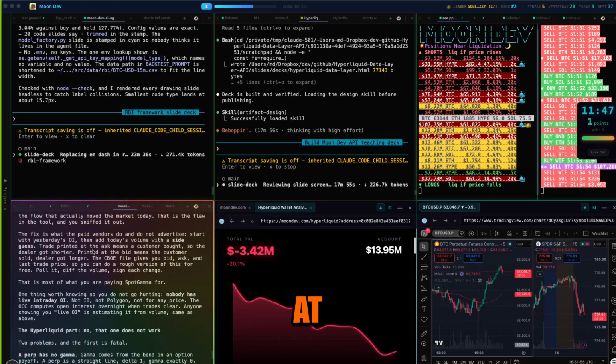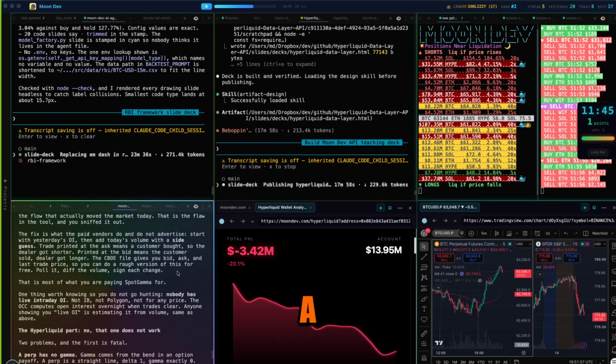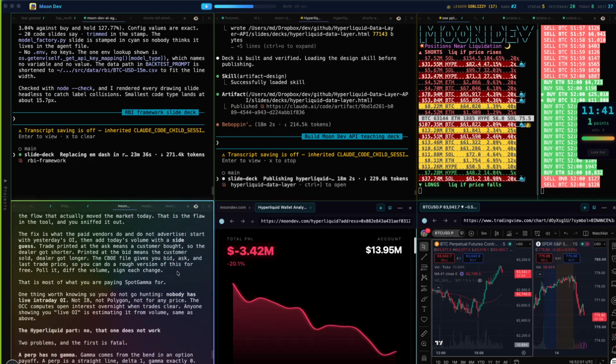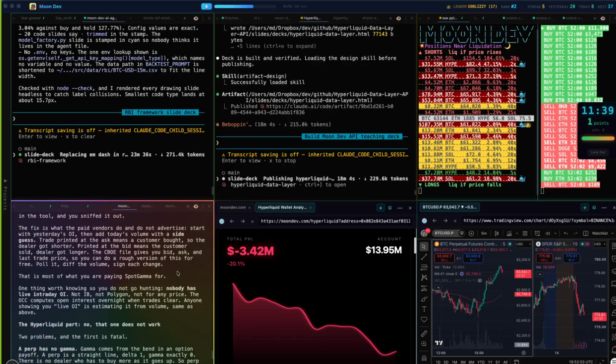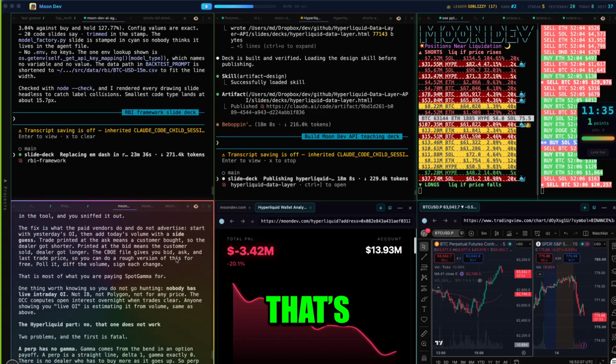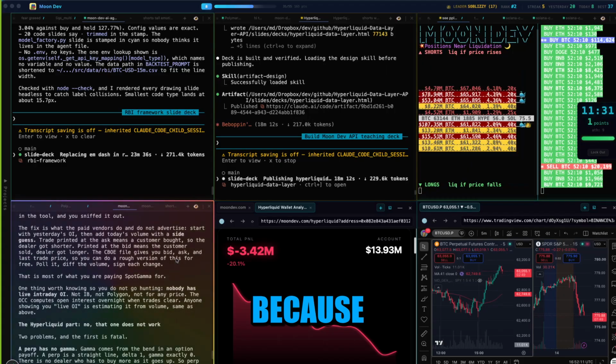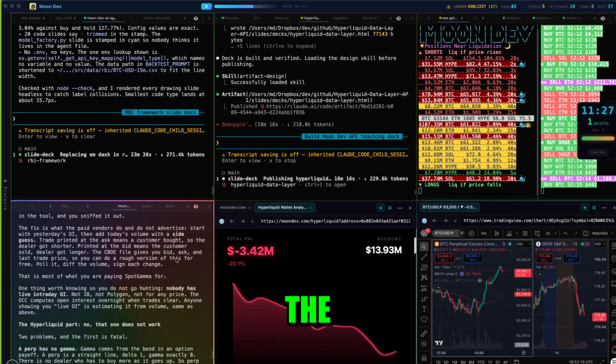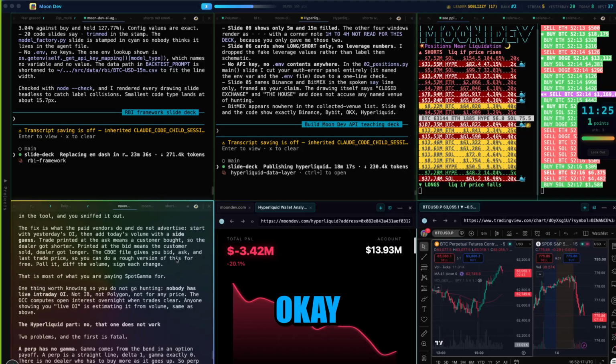Trade printed at the ask means a customer bought. So the dealer got shorter. That's right, because they crossed the spread. Printed at the bid means the customer sold. The dealer had to get longer.